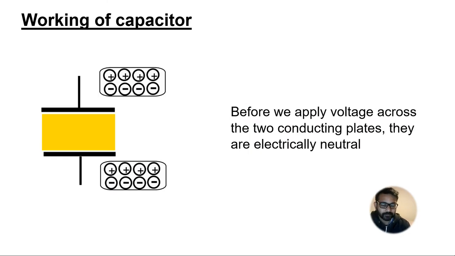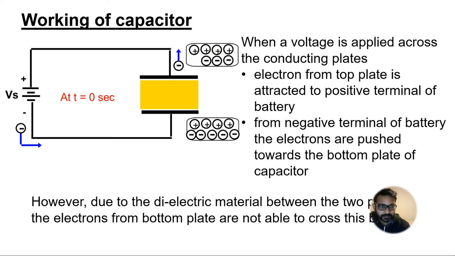Now let's understand the working of a capacitor. When we take a capacitor which is still not connected to a voltage source, initially the two parallel plates of this capacitor are electrically neutral. Electrically neutral means the number of positive charges and the number of negative charges on the two plates will be equal, right? Now when we connect this capacitor to a voltage source, let's say we connect the positive terminal of the battery to the top plate and the negative terminal of the battery to the bottom plate.